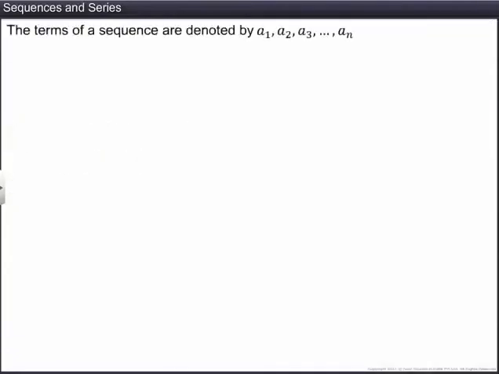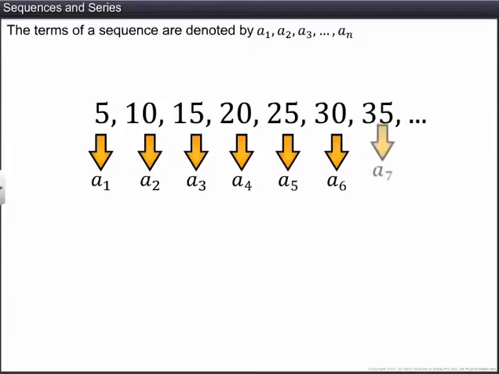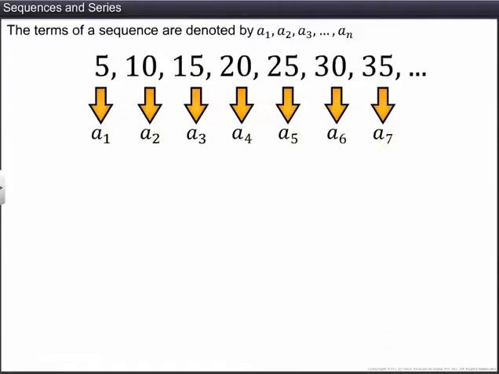The terms of a sequence are denoted by A1, A2, A3 and so on up to An, where A1 denotes the first term, A2 the second term, A3 the third term, and An denotes the nth term of the sequence. For this sequence, 5 is the first term, 10 is the second term, 15 is the third term, and 35 is the seventh term. Observe that the subscripts denote the position of the terms in a sequence.